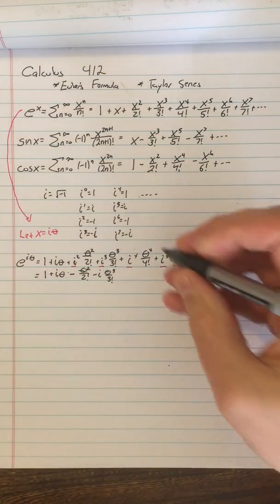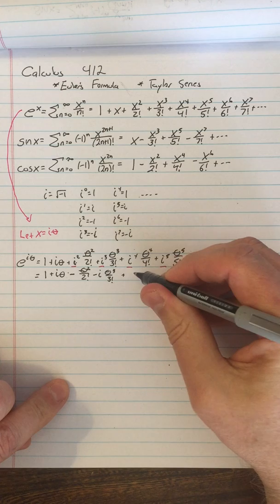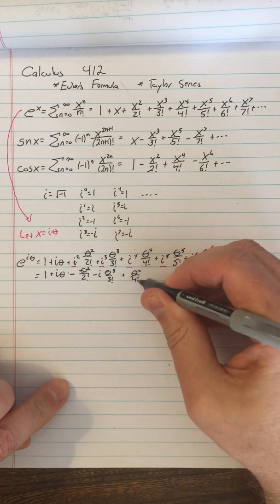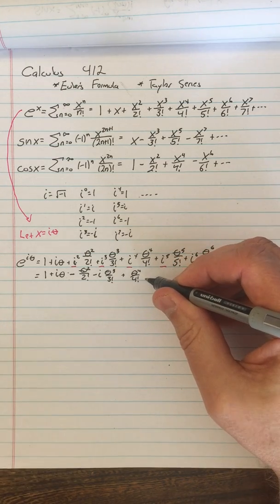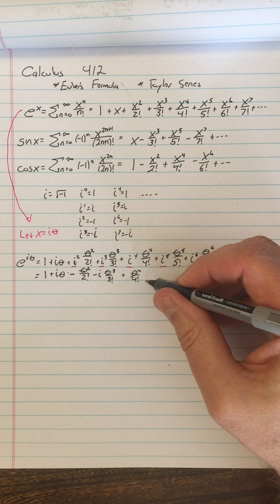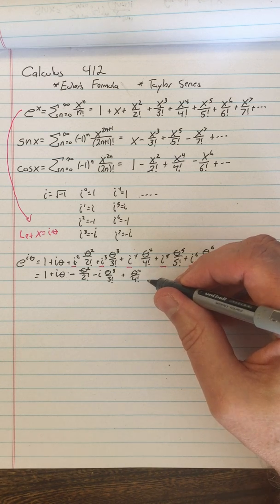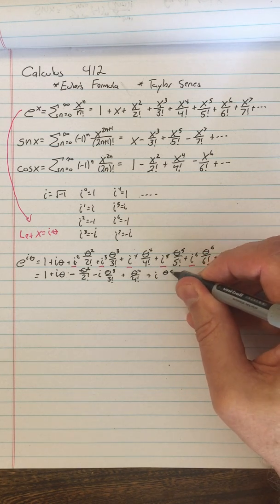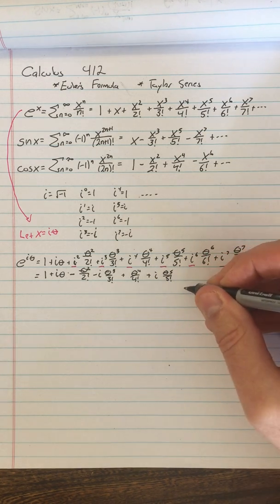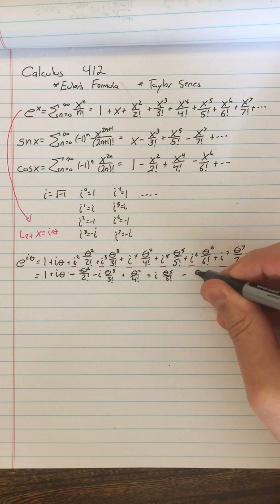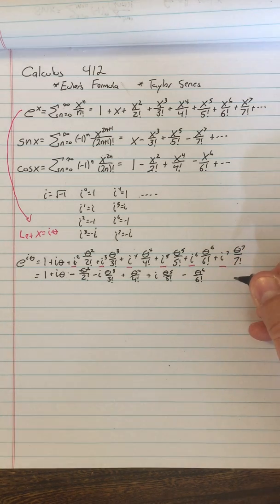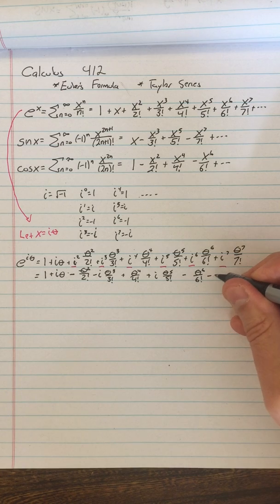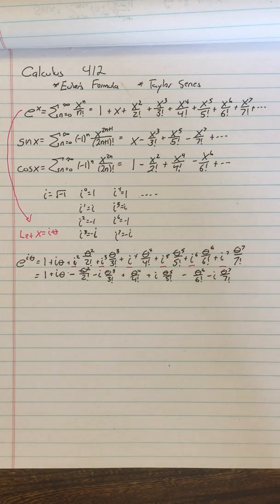I to the fourth is 1, so I have just plus 1 theta to the fourth over 4 factorial. I to the fifth is i, so I have plus i theta to the fifth over 5 factorial. I to the sixth is negative 1, so minus theta to the sixth over 6 factorial. And then i to the seventh is negative i, so minus i theta to the seventh over 7 factorial. Okay, so far that doesn't look too exciting, maybe.